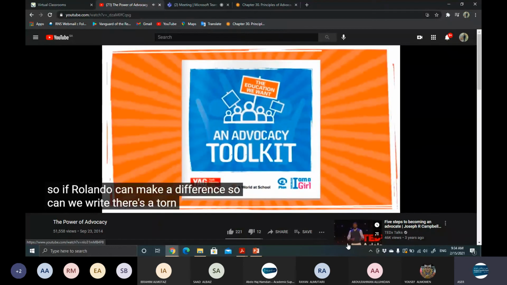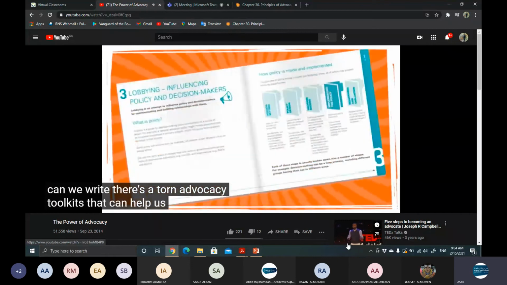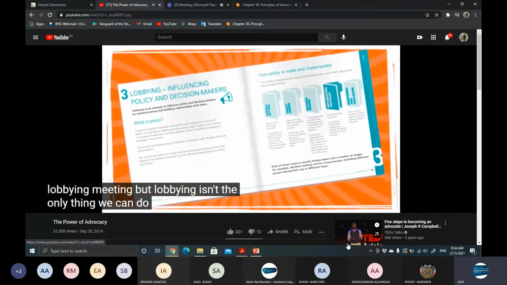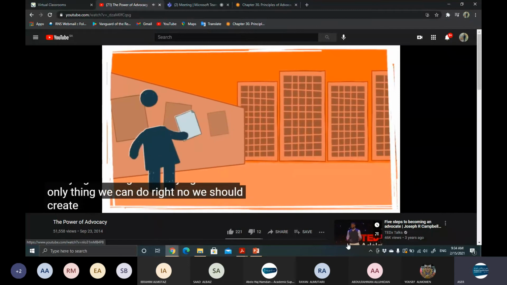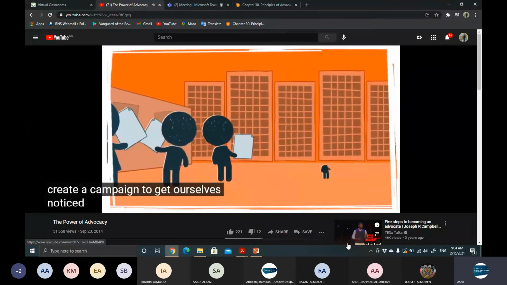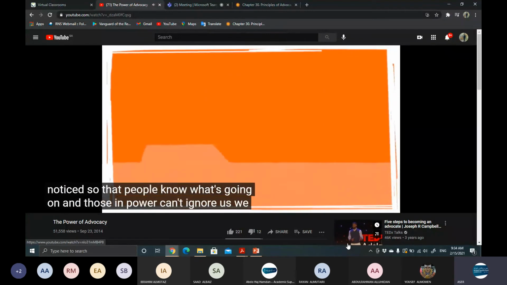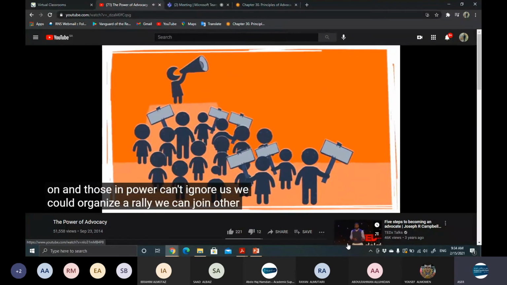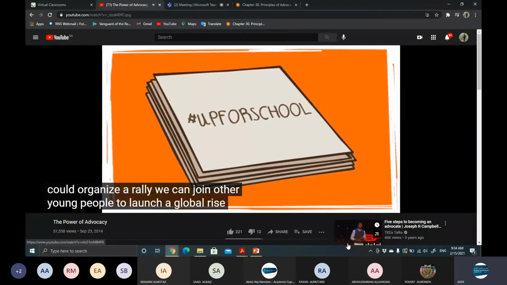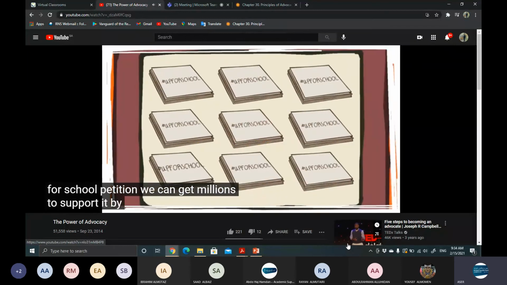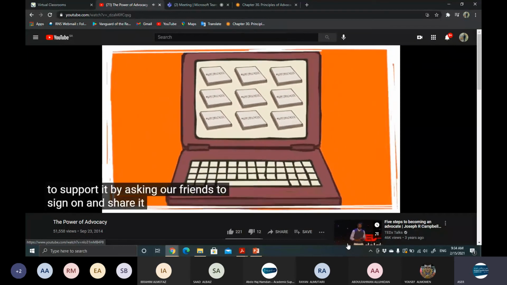Right. There's a tool in the Advocacy Toolkit that can help us prepare for a lobbying meeting. But lobbying isn't the only thing we can do, right? No, we should create a campaign to get ourselves noticed. So that people know what's going on. And those in power can't ignore us. We could organise a rally. We can join other young people to launch a global Rise Up for School petition. We can get millions to support it by asking our friends to sign on and share it online.